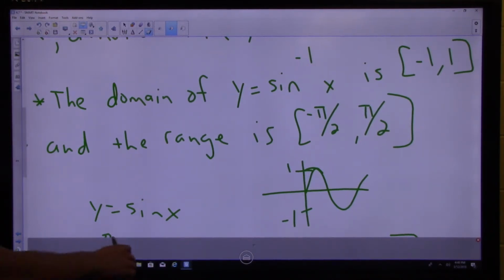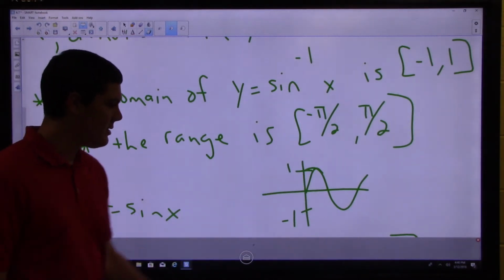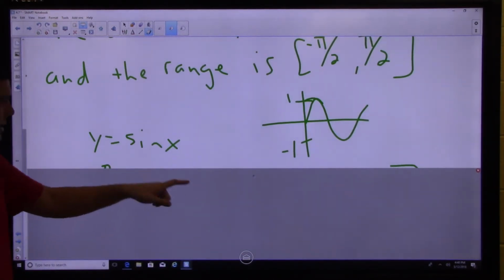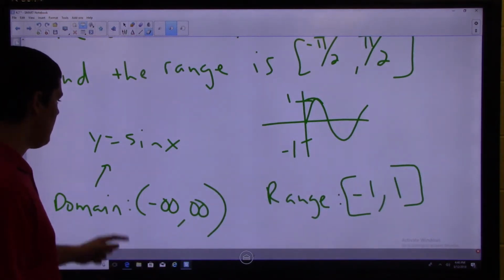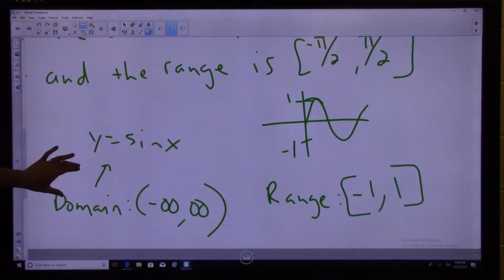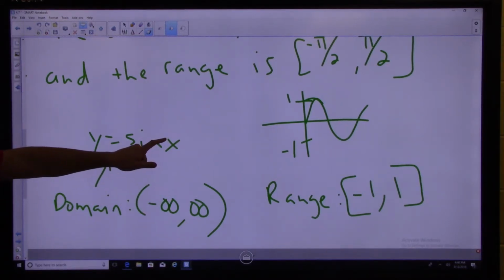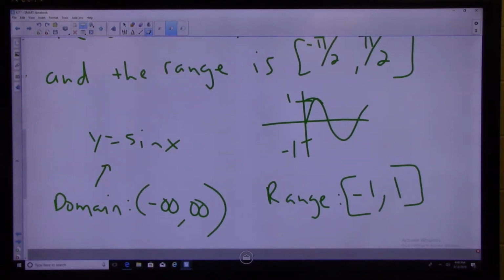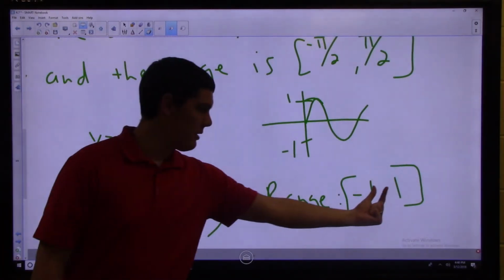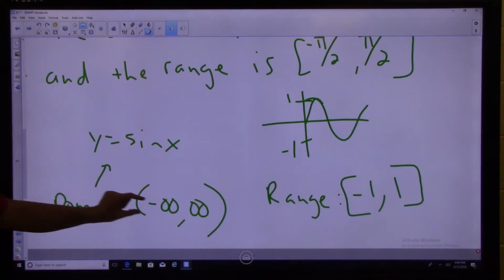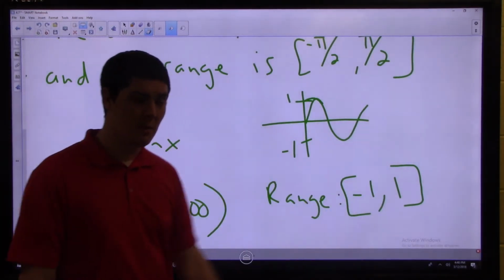So this is y equals sine. I graphed y equals sine of x, and that was kind of to explain why we limit it. The domain here is from negative infinity to infinity. I can plug in any angle I want in for x. But the range is going to be from negative 1 to 1. This is just the sine function. So this is the domain of the sine function, and this is the range of the sine function.